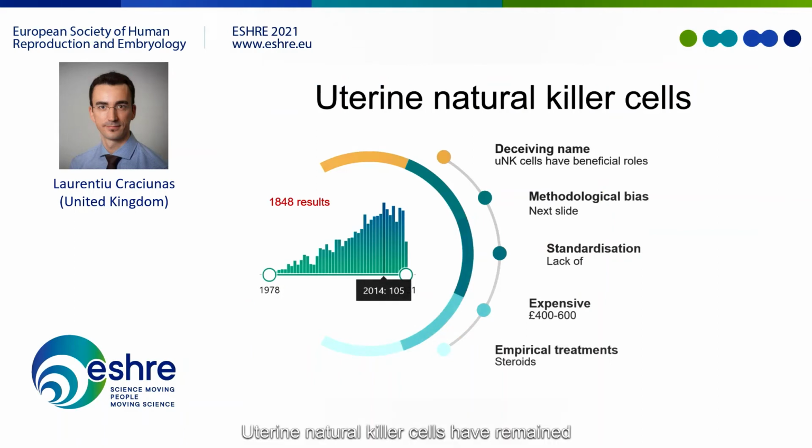Uterine natural killer cells have remained the ugly duckling of endometrial receptivity testing for several reasons. First, they have a deceiving name suggesting they are responsible for attacking and destroying the embryo, when in fact they have multiple positive roles for the pregnancy. Second, there is important methodological bias in the way they have become relevant for endometrial receptivity, and I will explain more in the next slide. Third, there is a lack of standardization in their counting and reporting, which makes interpretation difficult or impossible. Fourth and fifth, their testing is expensive and leads to unproven and potentially dangerous empirical treatments with broad-acting steroids.